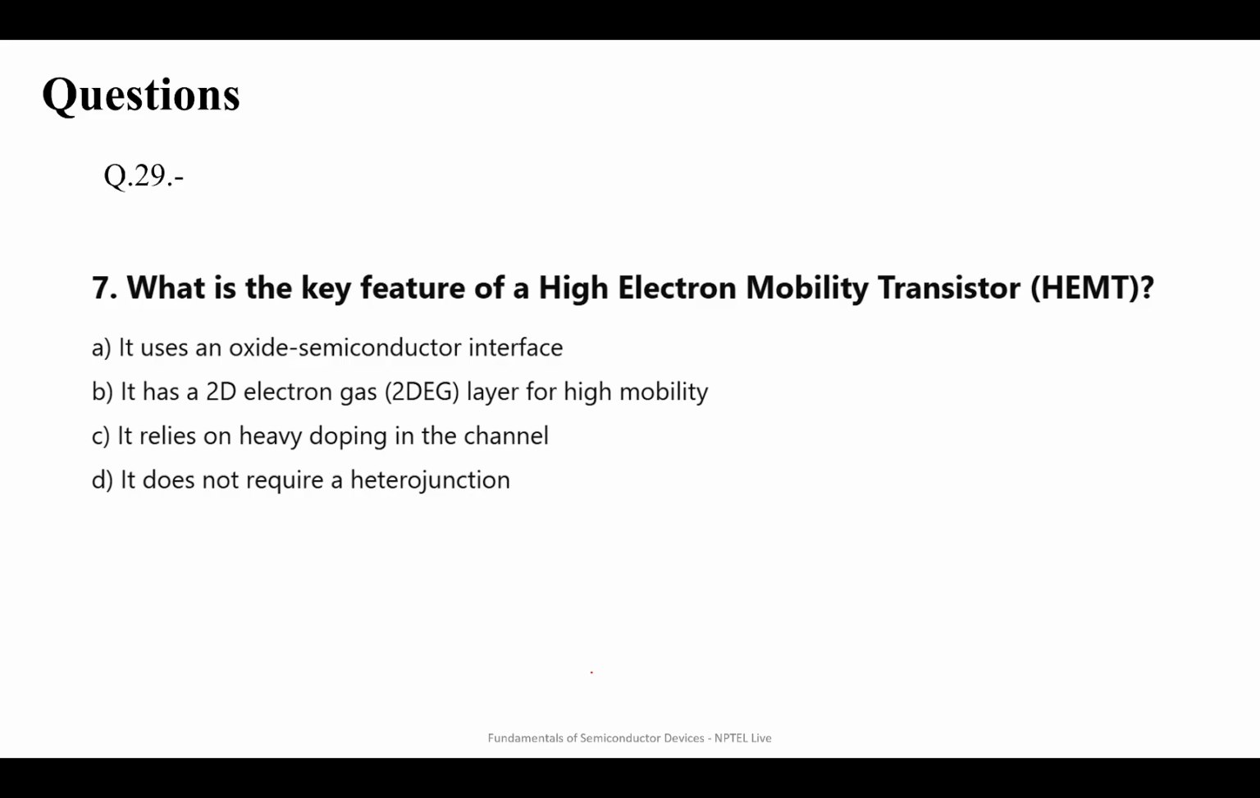What is the key feature of a high electron mobility transistor, HEMT? It uses an oxide semiconductor interface. It has a 2D electron gas layer for high mobility. It relies on heavy doping in the channel. It does not require a heterojunction.